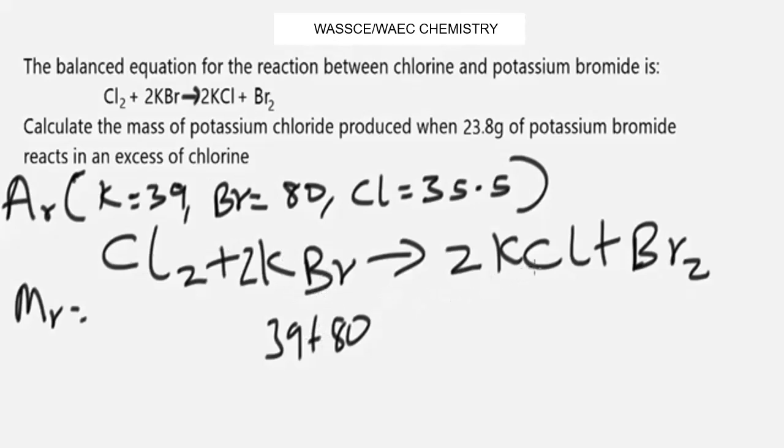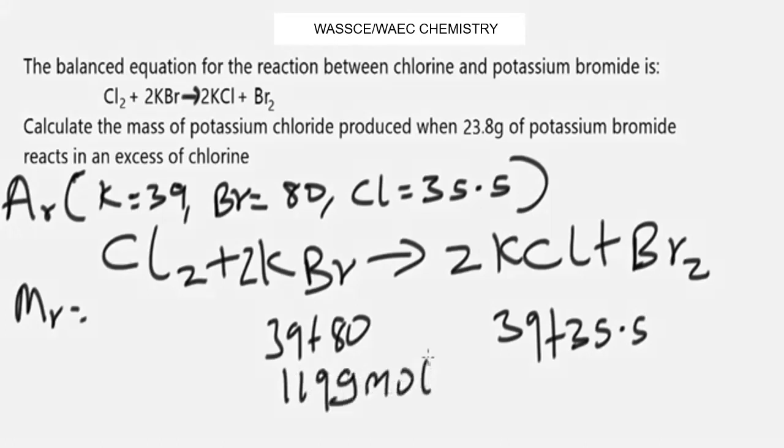So for potassium chloride, it will give us 39 plus 35.5. Okay, so for potassium bromide, 39 plus 80 will give us 119. Alright, this is gram per mole. And for potassium chloride, 39 plus 35.5 will give us 74.5. This is gram per mole.